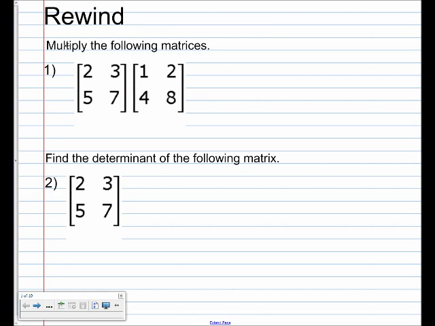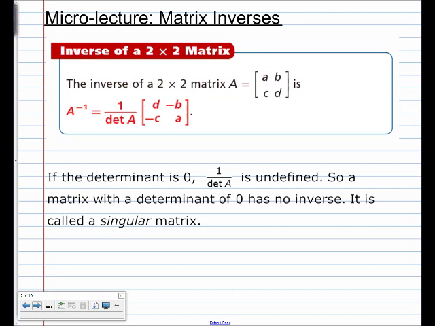Now, the reason I put these problems in the rewind, I think you're all familiar with number 2. We did it yesterday. This is something we did last week, but do you think you'll need that again today? Yes. Okay, so you'll need both of these things today. So let's start by talking about how to find the inverse of a matrix. This is the new skill today.